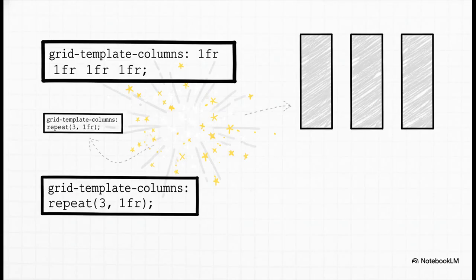And because nobody wants to type 1FR, 1FR, 1FR over and over again, Grid gives us this awesome repeat function. This one little line does the exact same work as typing it out 3 times, creating 3 perfectly equal columns. It's just so much cleaner, so much more efficient.